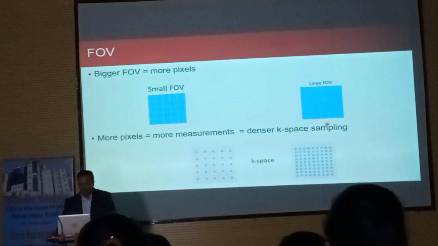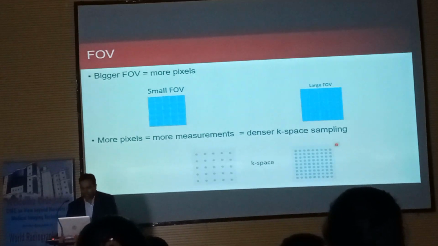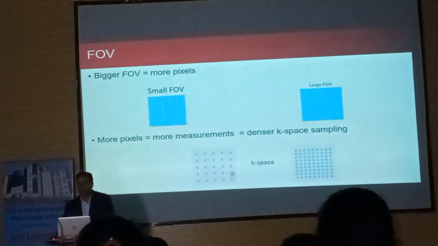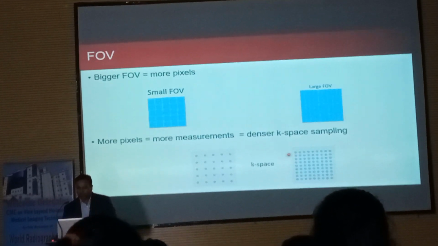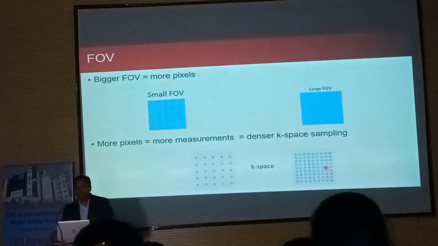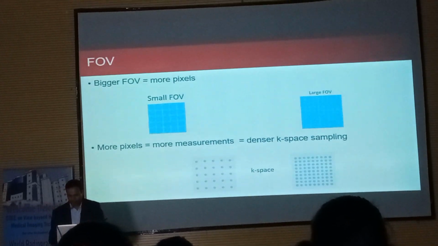So, if you want a large FOV, you need to have denser K space sampling. So here you can see on the left you have sparse sampling. This is called sparse sampling, where samples are far apart. If you want to have a larger field of view, then you have to densely sample your data.